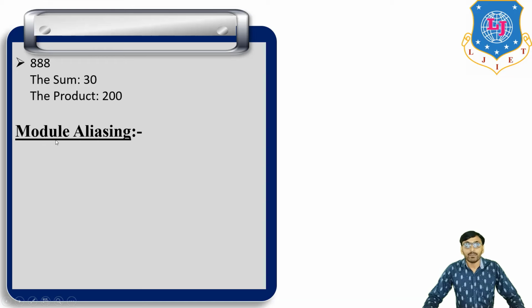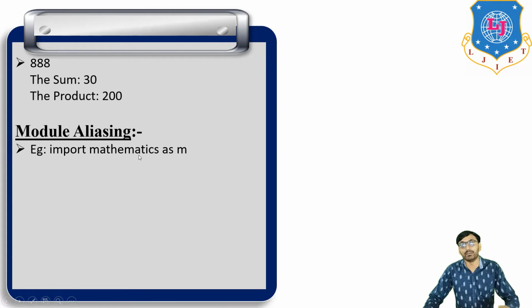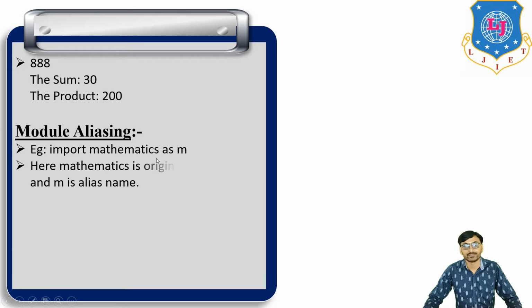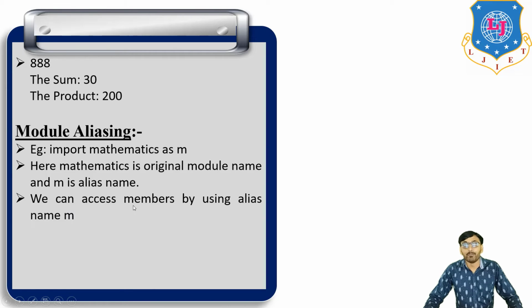Then module aliasing. For example, import mathematics as m. We import the mathematics module as m. So from now onward we use m in place of mathematics. So that is module aliasing. Here mathematics is the original module name and m is the alias name. We can access members by using the alias name m.